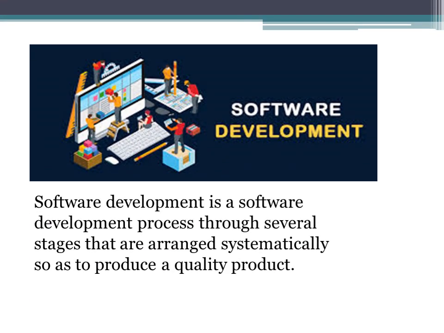What is software development? Software development is a process through several stages that are arranged systematically so as to produce a quality product. For example, a website on the internet and applications or programs on a computer.